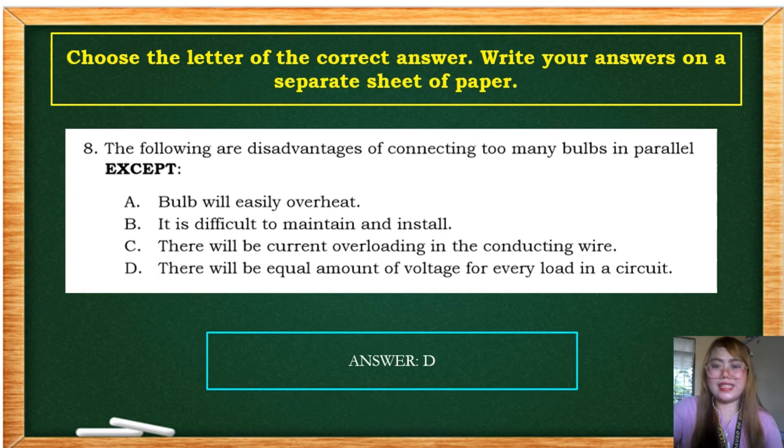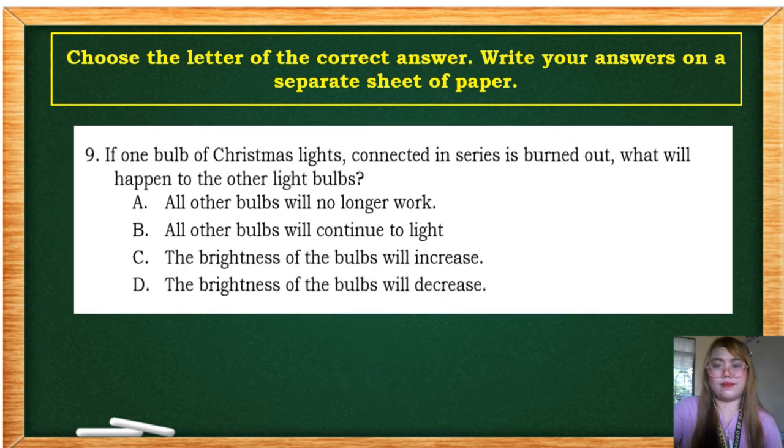Answer letter D. If one bulb of Christmas lights connected in series is burned out, what will happen to the other light bulbs? A. All the other bulbs will no longer work. B. All other bulbs will continue to light. C. The brightness of the bulbs will increase. Or D. The brightness of the bulbs will decrease.